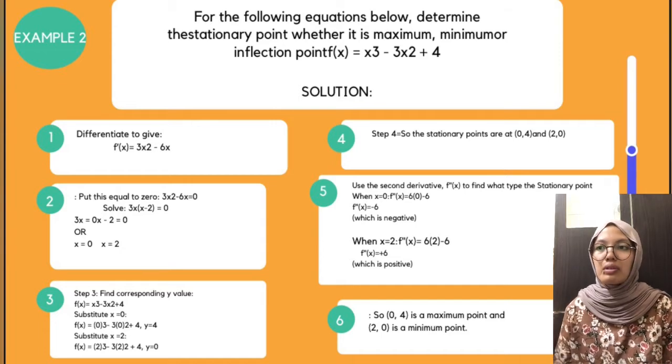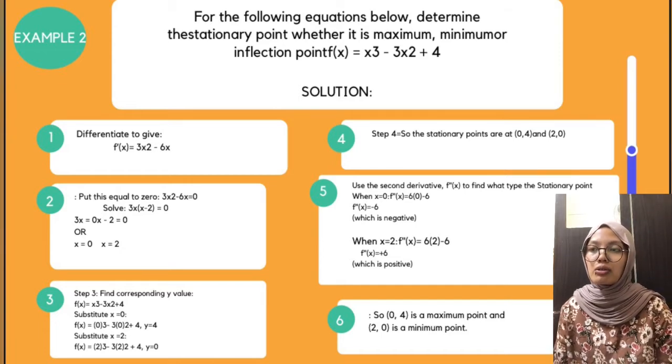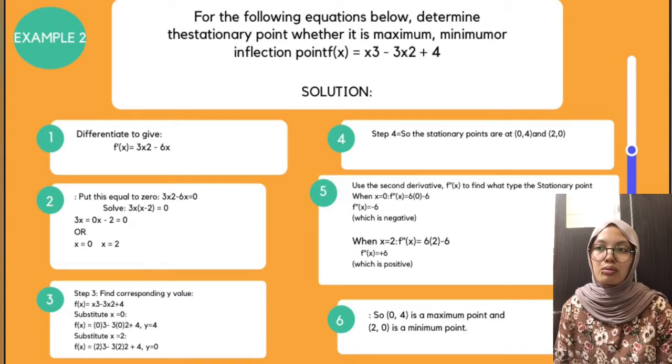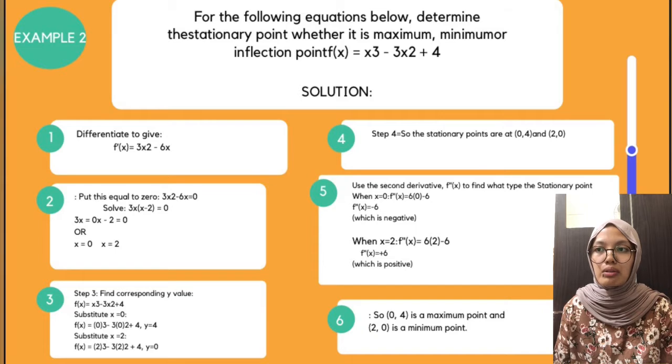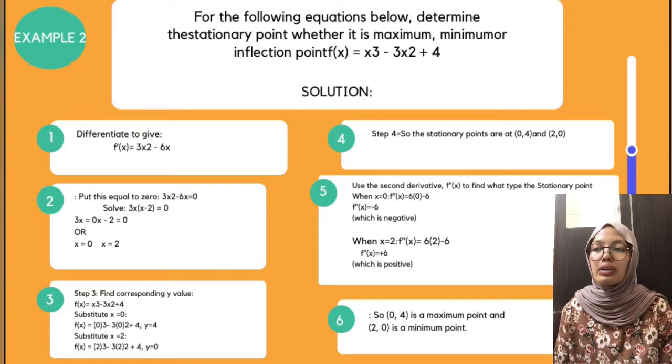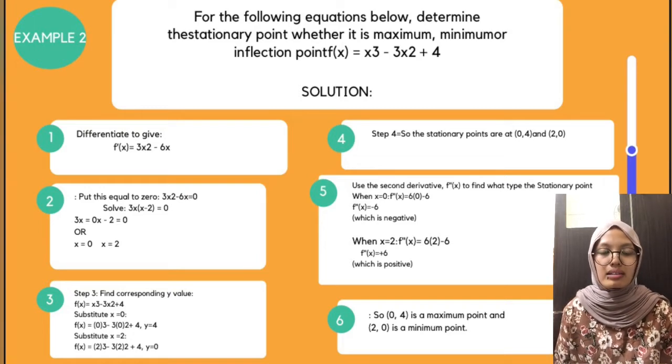Step number 1, we have to differentiate to give f prime x equals 3x squared minus 6x. And then the next step is put this equal to 0. So 3x squared minus 6x equals 0. And then solve, 3x in bracket x minus 2 equals 0. So it would be 3x equals 0, x minus 2 equals 0. Or we can conclude that x equals 0 and x equals 2.